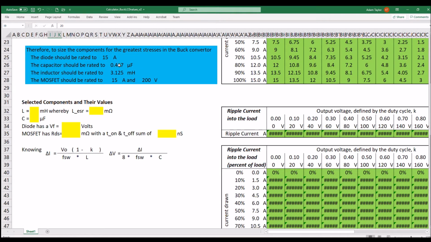These values which it gives us to get that particular ripple are not available. We cannot get a 0.417 microfarad capacitor or a 3.125 millihenry inductor. But what we can do is we can get a fairly standard one. So if we look at 0.417 microfarads, what capacitor values are available? So we could go for a 0.33 microfarad or a 0.47 microfarad. Well, let's go up a little bit and we'll go for a 0.47 microfarad capacitor. There we are.